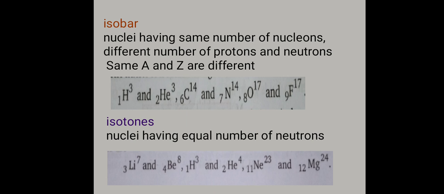Then next is isotones. Isotones are nuclei having an equal number of neutrons. When you look at the example, you won't see it directly; you have to find A minus Z. That is 7 minus 3, you get 4. 8 minus 4, you get 4. So the number of neutrons is the same. The nuclei having an equal number of neutrons are called isotones.